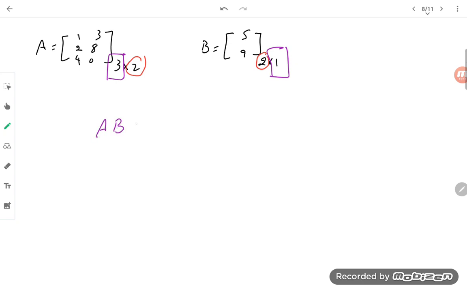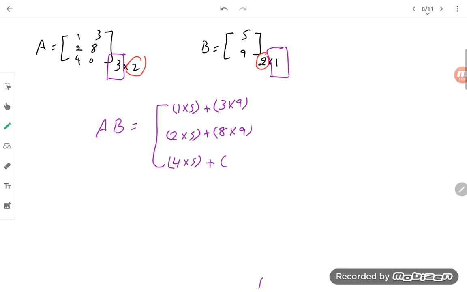So AB will be calculated as 1 multiplied by 5 plus 3 multiplied by 9. With respect to row number 2, it will be 2 multiplied by 5 plus 8 multiplied by 9. Row number 3, 4 multiplied by 5 plus 0 multiplied by 9. The final answer is 32, 82, and 20, which is 3 by 1 matrix.